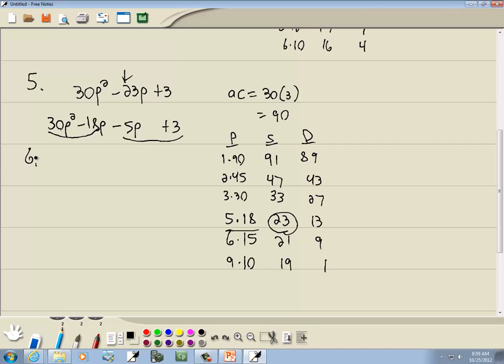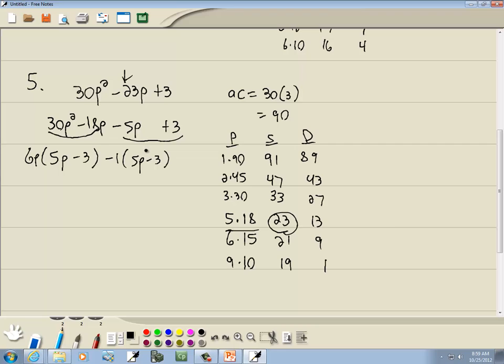First two have a 6p in common. 30 divided by 6 is 5. Had two p's, took one away, so it's a p, minus 3. Second group has nothing in common, but my first term is negative, so I'll factor out a negative 1. And that gives us 5p minus 3.